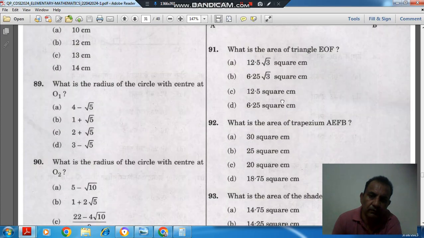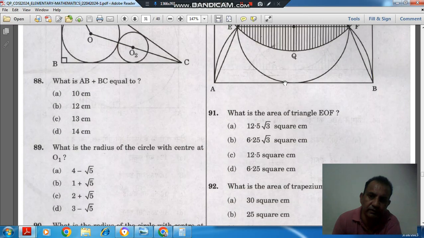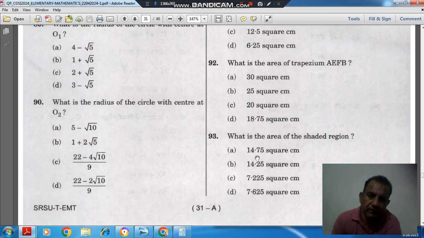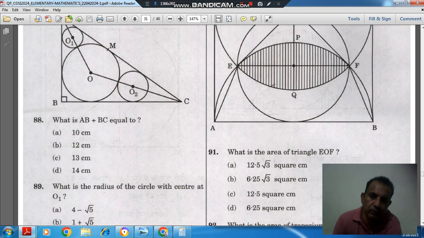Okay. Next is what is the area of shaded region? So this is your shaded region. Option A 14.75 square centimeter. Option B 14.25 square centimeter. Option C 7.225 square centimeter and option D 7.625 square centimeter.